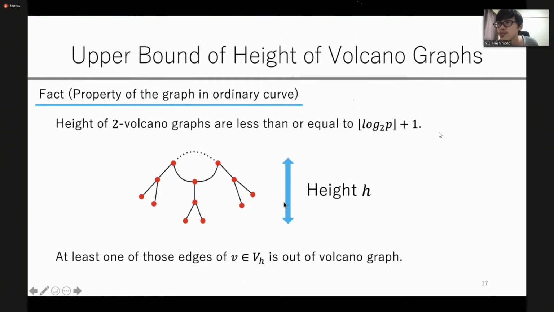The height of the two-volcano graph is less than or equal to floor of log 2p plus 1. This symbol is the floor function. At least one of those edges of v in Vh is out of the volcano graph.